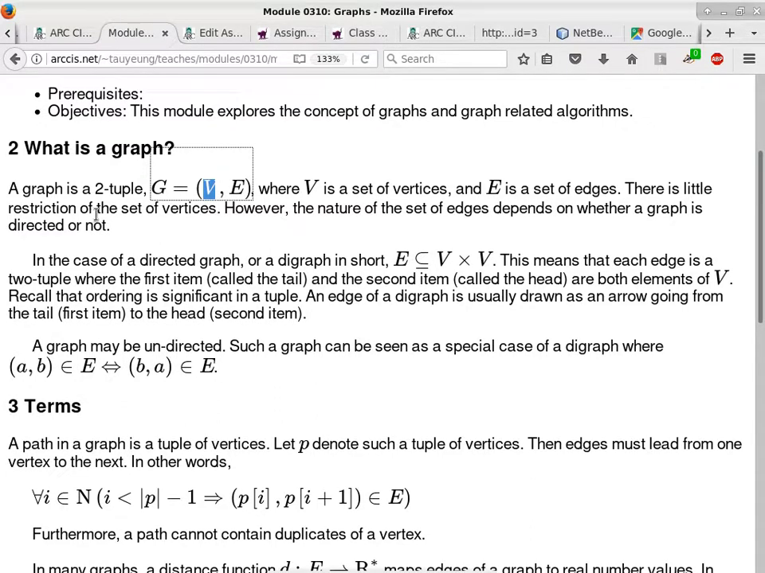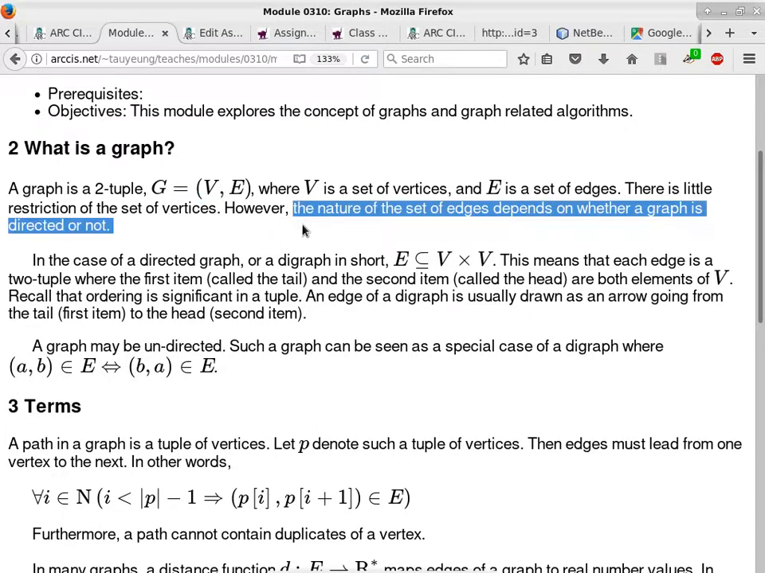There's little restriction on the set of vertices. In other words, as long as it is a set of something, you can call that your vertices. It can be a set of integers, a set of real numbers, a set of coordinates, okay? It doesn't really matter. As long as it is a set of something, each element of that set can be called a vertex.